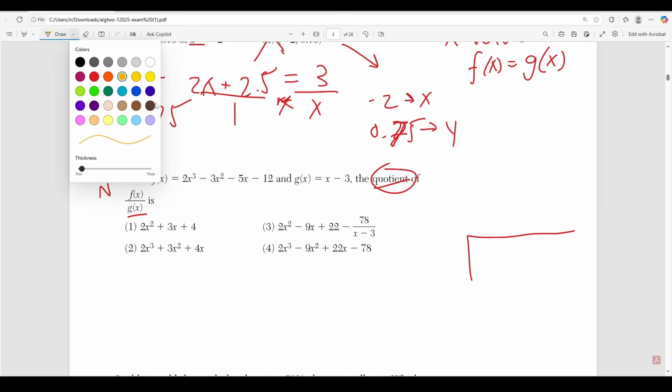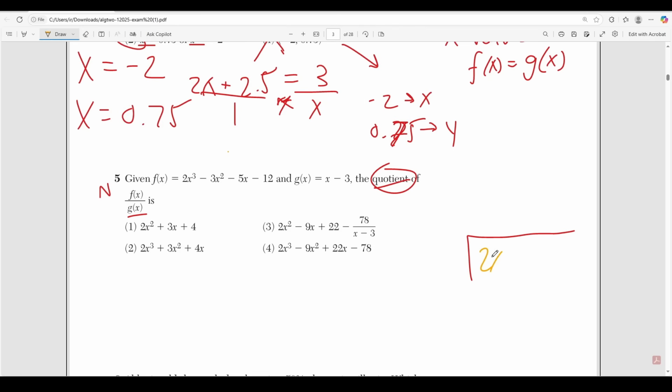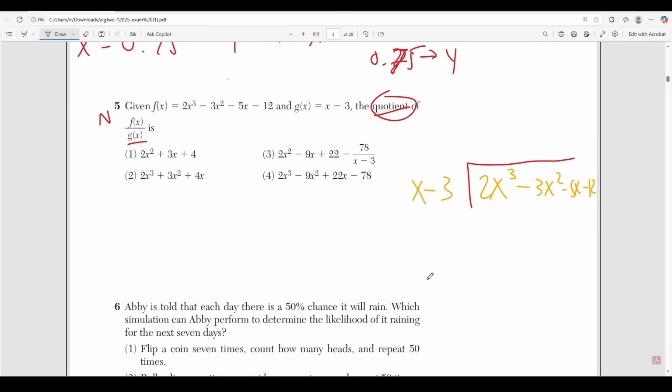So next, all we have to do is just write in our values. So here I'll write in my numerator, which is f of x, or 2x to the power of 3 minus 3x squared minus 5x minus 12. And on the outside, I'll write my denominator, which is x minus 3. And now I just have to ask myself, how many times does this number on the outside go into this number on the inside? So if this confuses you, just break it up into the simplest terms.